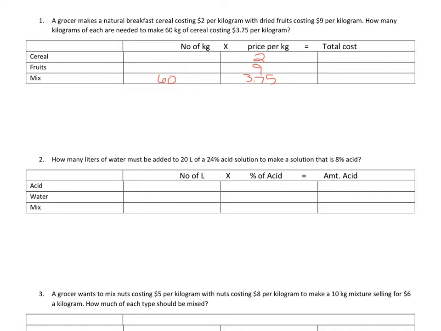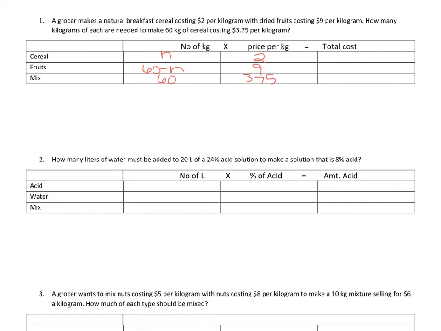And then 60 minus N. Good. We're going to say I have N amount of cereal. I don't know, so we're just going to choose a variable, but I have this much cereal. If there's 60 kilograms total, and N amount of it is cereal, the rest of it's going to be fruit. So we're going to take 60 minus N, okay?